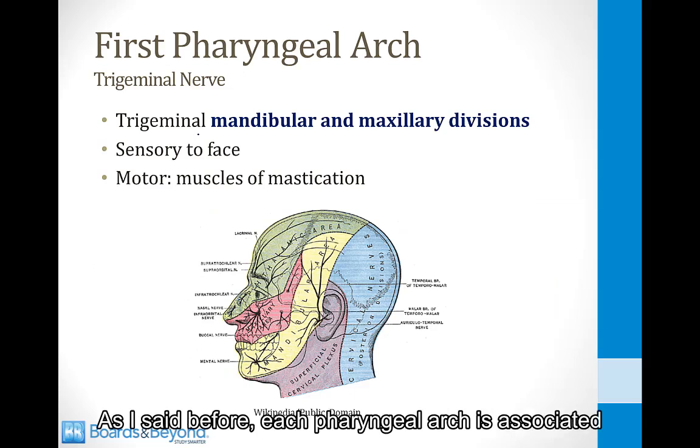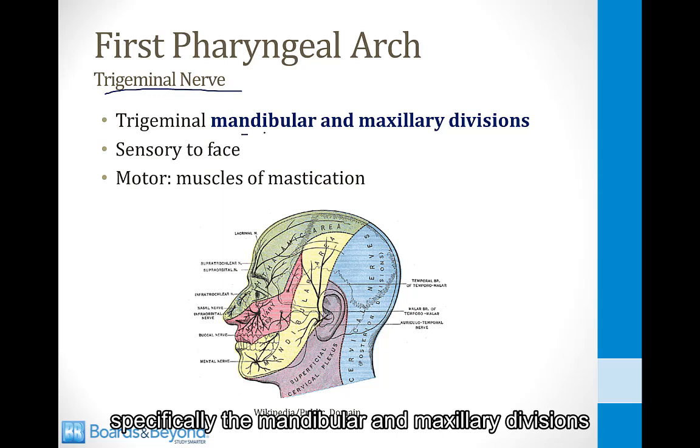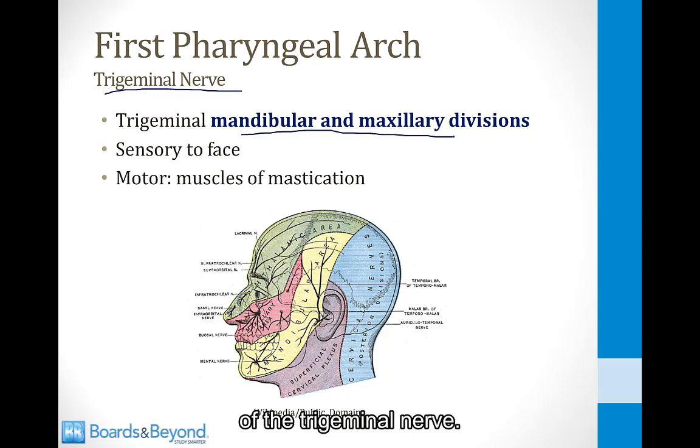jaw. As I said before, each pharyngeal arch is associated with a cranial nerve, and the cranial nerve associated with the first arch is the trigeminal nerve, specifically the mandibular and maxillary divisions of the trigeminal nerve. And that's easy to remember if you know that this arch also gives rise to the mandible and the maxilla. Some of the dermis of the face derives from the first pharyngeal arch, and therefore this arch has a nerve that is sensory to the face.